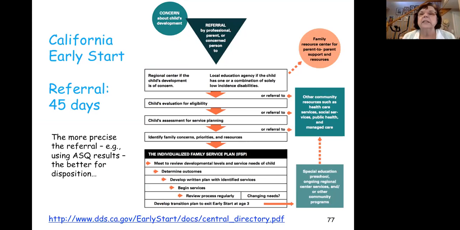So once the call comes in, they have about 45 days to deal with the referral, and then they refer to the regional centers and all that. So the more precise your referral, the better. And if you have your professional credentials and all of that, that also can help.